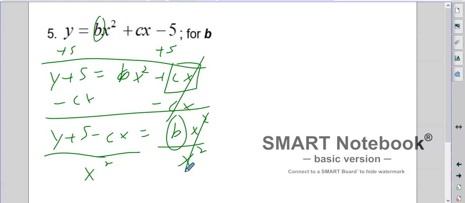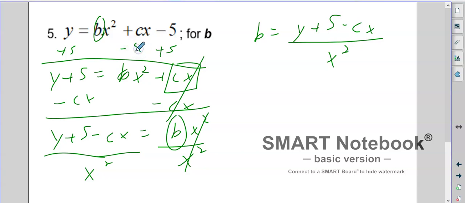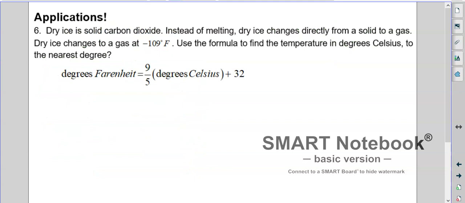Well, this is pretty much my answer right here. B is equal to y plus 5 minus cx together divided by x squared. Like I said, you don't have to write this down, but you could have done this all in one move and gone directly to here if you wanted. It's up to you. Whatever you're most comfortable with. It's best, whatever's best for your learning and your brain.